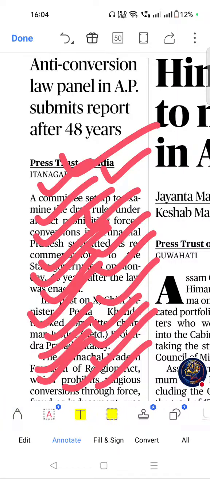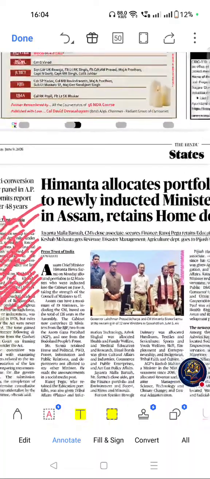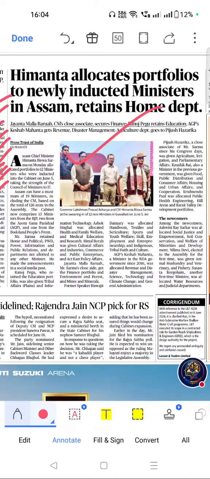Next important article. Please go to this one. Next important article from this page was this one. Himanta allocates portfolio to newly inducted ministers in Assam. Retains Home Department.